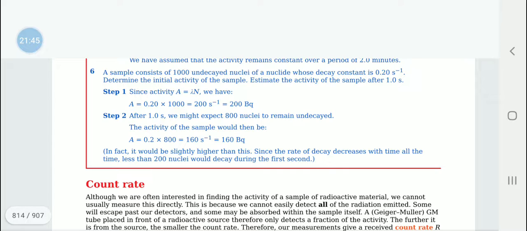Then after 1 second, 200 becquerel means 200 nuclei have decayed per second. So after 1 second we have to expect 800 nuclei to remain undecayed. Then we have to find the activity at that time. A = λN. Now the activity is going to be 0.2 multiplied by the undecayed sample, which would be 800. The decay constant of 0.2 multiplied by 800 gives you 160 becquerels.